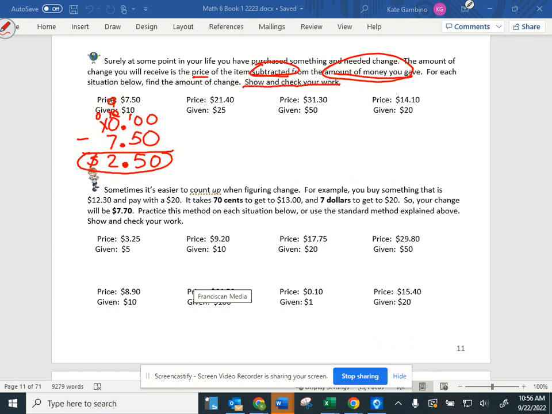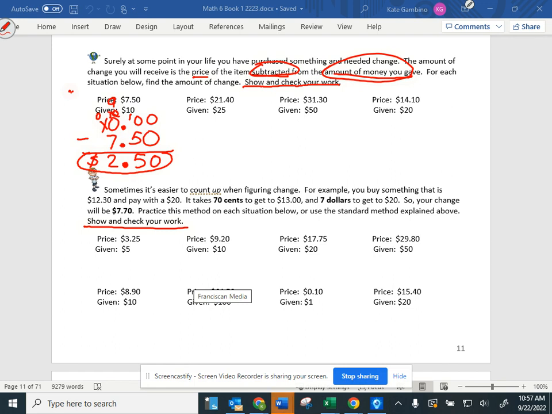On the bottom, it says sometimes it's easier to count up. For example, $12.30, you might say, okay, that would be 70 cents. So that gets me to 13. And then from 13 to 20, that's $7. So I know my answer is $7.70. But you're going to have to show how you're doing your work. If you're going to do the counting up, you have to show how you did it with the counting up, or you can do the same method that we're doing up here.